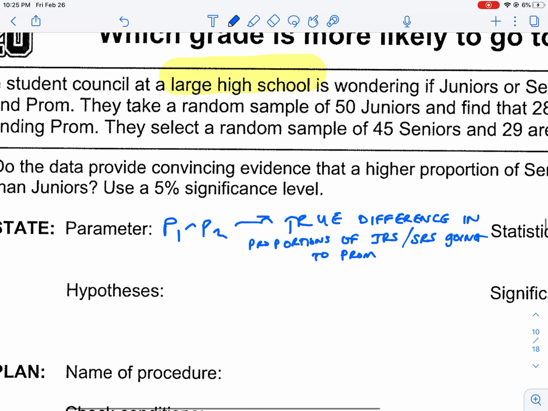So our hypothesis is going to reflect this parameter that we're trying to measure here. Our H sub 0 in these sorts of cases where we're trying to determine a difference is always going to be that our difference is equal to 0. So there is no difference in the juniors and the seniors. And our alternative hypothesis is going to come from what we found our sample proportions to be.